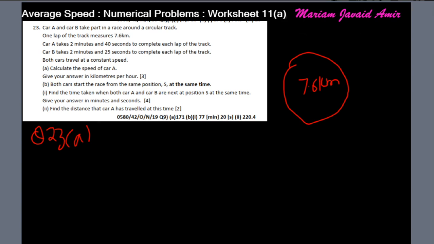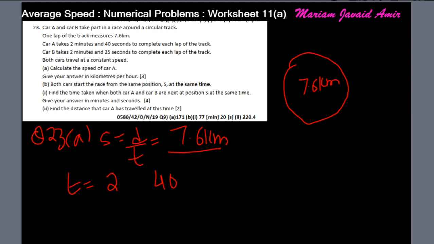Calculate the speed of car A. The speed is distance over time. Distance of the track is 7.6 kilometers. Time taken by car A is 2 minutes and 40 seconds. We need the time in hours because we need the speed in kilometers per hour. So 2 over 60 will give us hours, and plus 40 over 3600 will give us the hours.